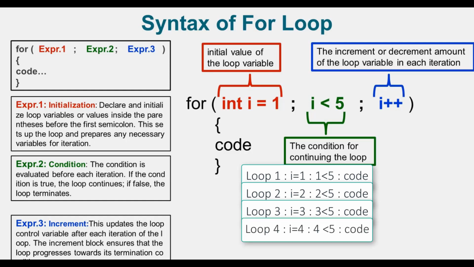Since 4 is still less than 5 in the fourth loop, the codes are executed again and the value of the variable I is increased by 1 to 5. Since 5 is not less than 5 in the fifth loop, codes in curly brackets will not be executed and the loop will not work again.